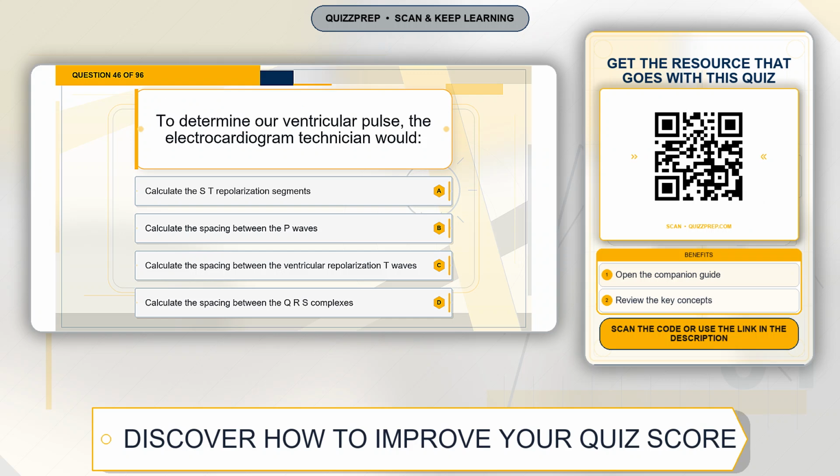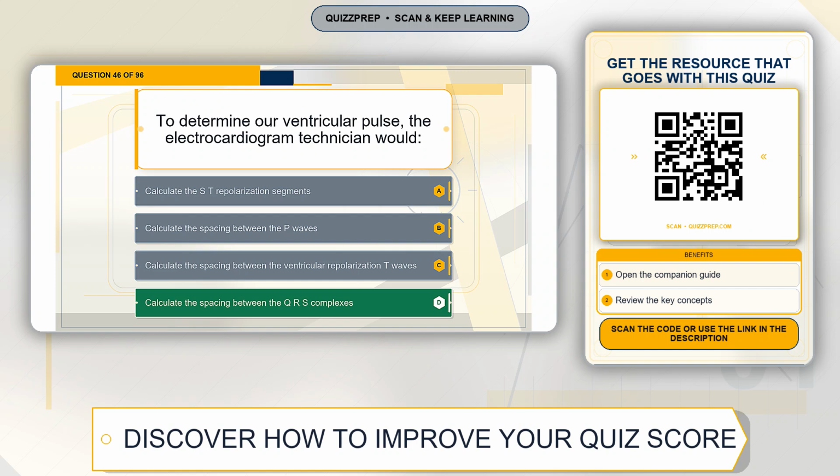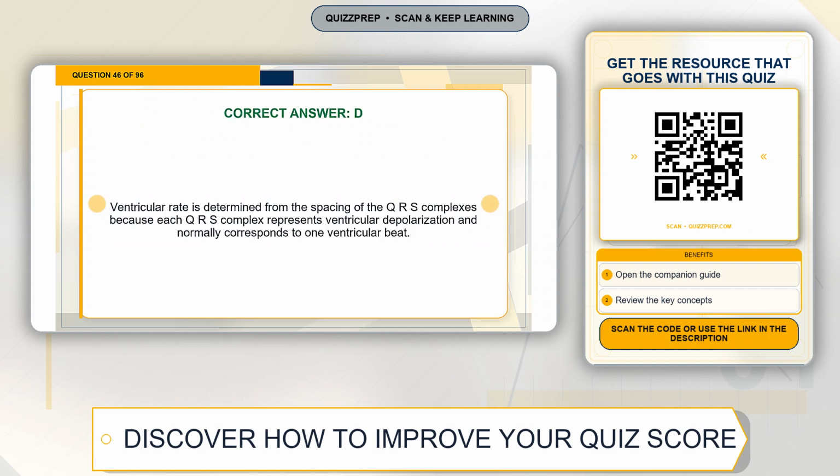Question 46. To determine our ventricular pulse, the electrocardiogram technician would: option A, calculate the ST repolarization segments; option B, calculate the spacing between the P waves; option C, calculate the spacing between the ventricular repolarization T waves; option D, calculate the spacing between the QRS complexes. The correct answer is option D. Explanation. Ventricular rate is determined from the spacing of the QRS complexes because each QRS complex represents ventricular depolarization and normally corresponds to one ventricular beat.